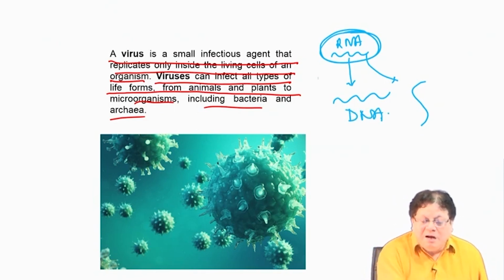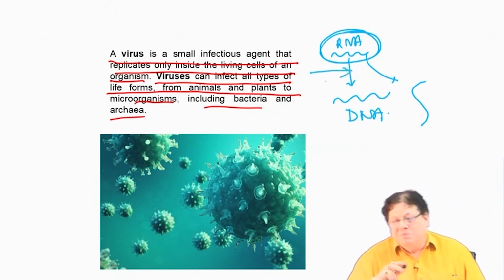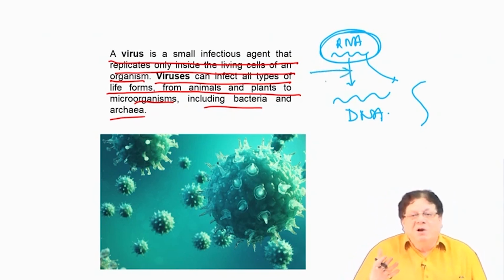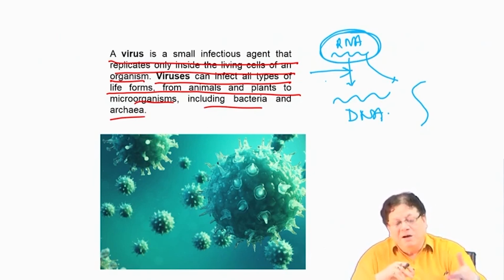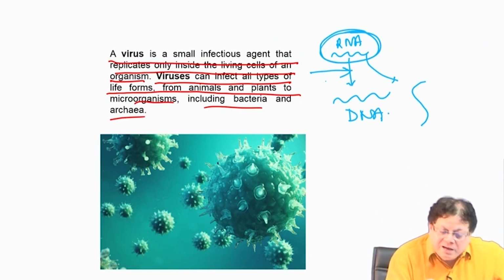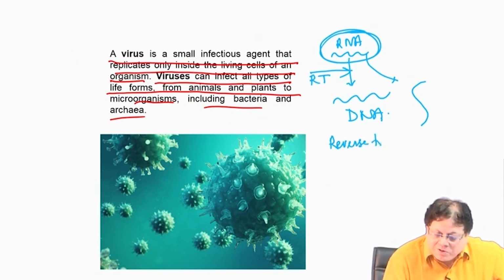Now, there must be some enzyme. We do not have this machinery. Our system runs from DNA to RNA to protein. We have transcriptase, meaning the normal polymerase, but this is the reverse of transcription. So, this enzyme is called reverse transcriptase.